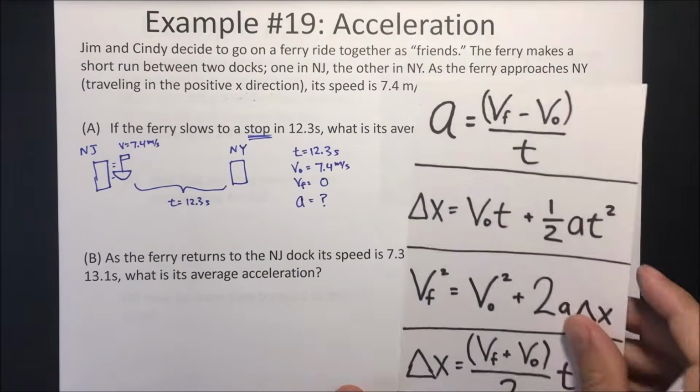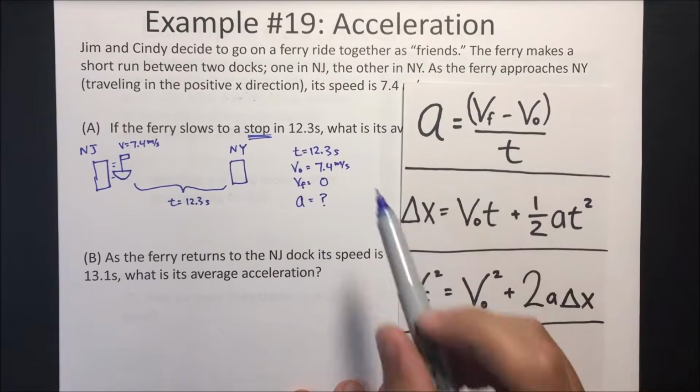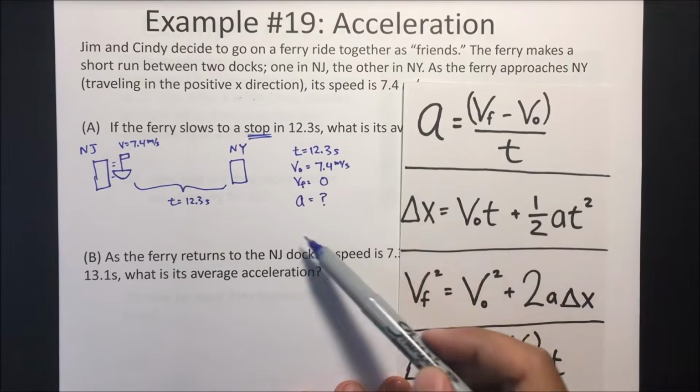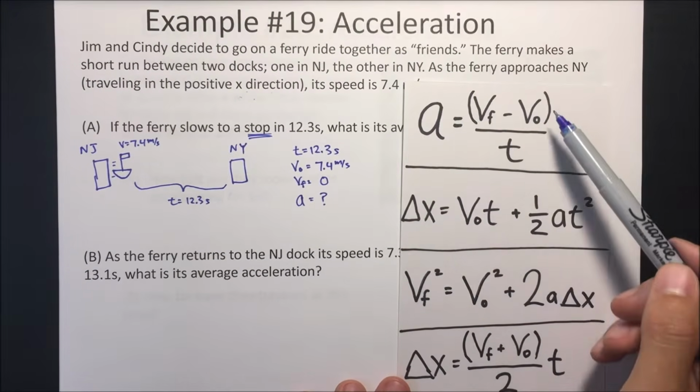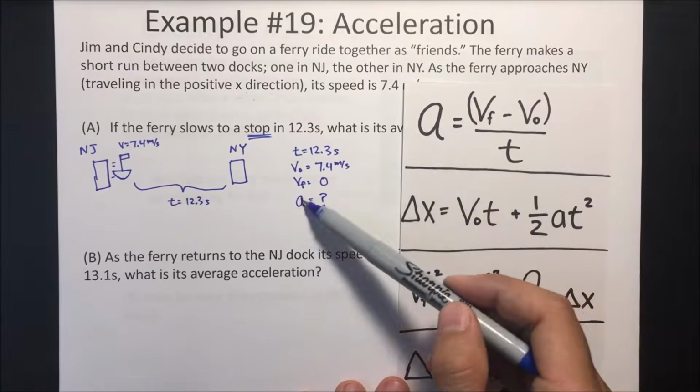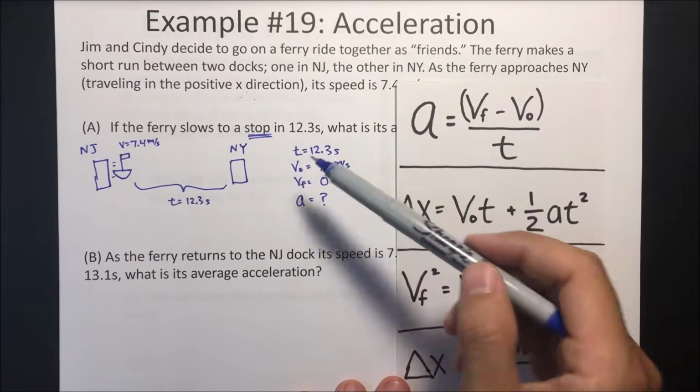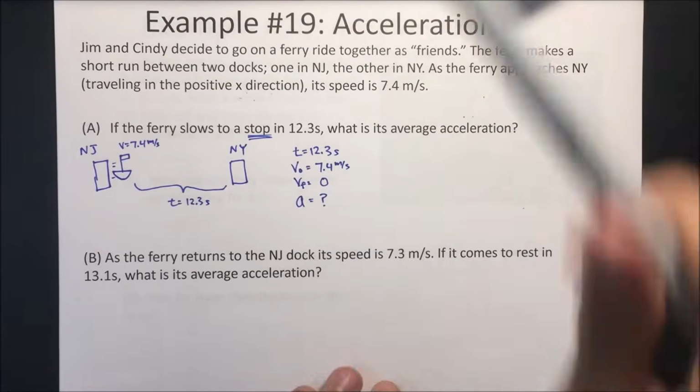Again, we're going to look at our formula sheet, and we're going to see what formula has all four of these variables. And again, we're going to be using the same formula here. This one has all four: acceleration, velocity final, velocity initial, and time. So now we can try to solve for this.